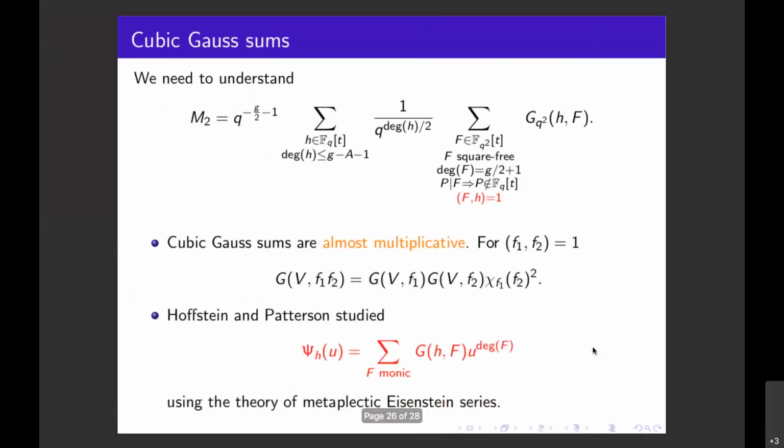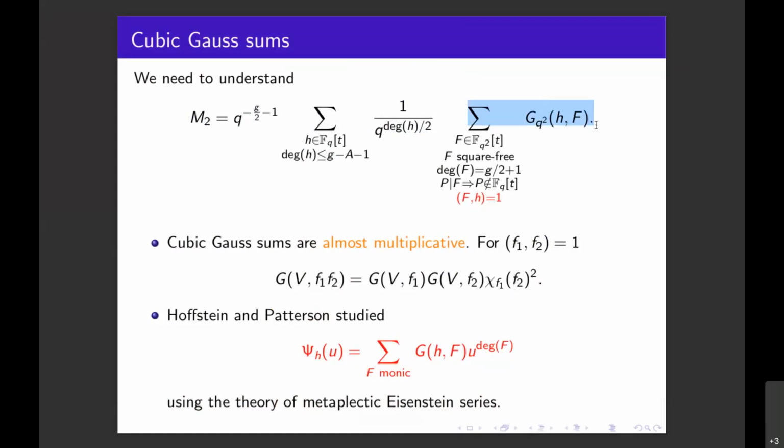Okay, so with this expression for the root number, it turns out that we need to understand this term. Over here, I have a sum over an average of cubic Gauss sums. So I sum g of hf. Now h is fixed and I vary the second parameter, the capital F. It turns out that these cubic Gauss sums have some very nice properties.